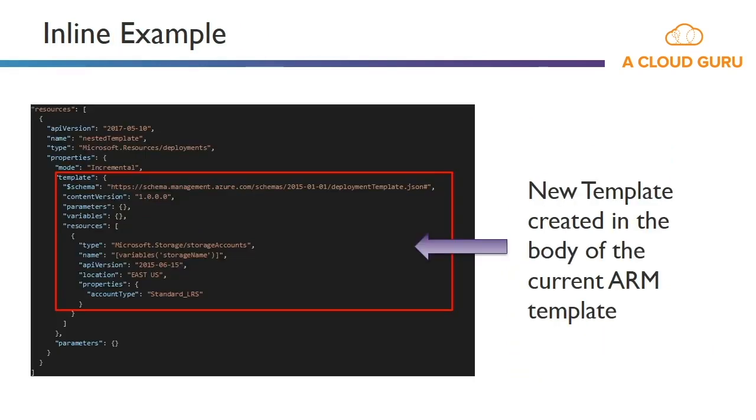From an inline example, if we look at it from the properties perspective, we immediately declare a new template resource and immediately start with another schema, content version, parameters, variables, resources, etc. Again, we're just creating an ARM template inside of our main template.